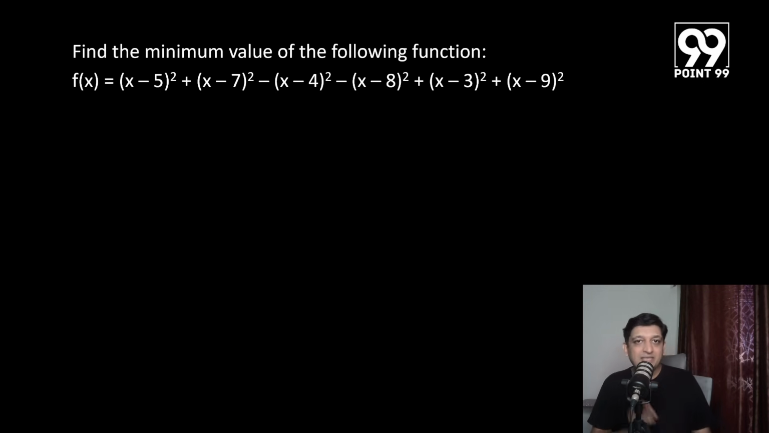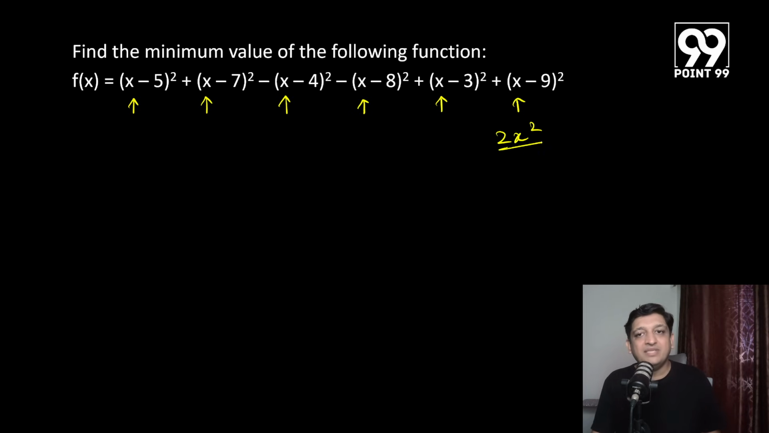Now we have to find the minimum value of this function that we have, and it looks like a very complicated function at first, but you have to understand what is happening here. So just look at the coefficient of x square, because every term has an x square here. So this is x square plus x square minus x square minus x square. So all x squares have gotten cancelled out, plus x square plus x square. So basically I am going to get something in 2x square.